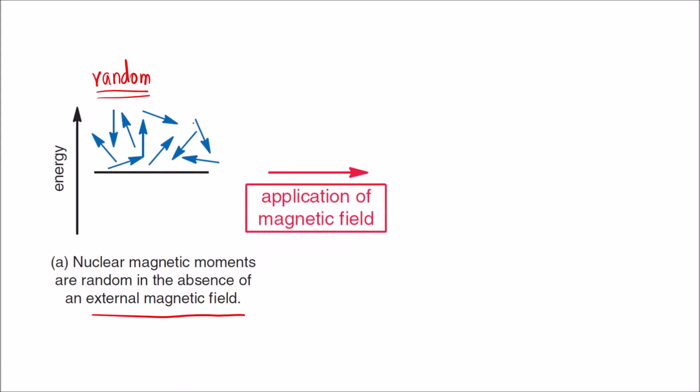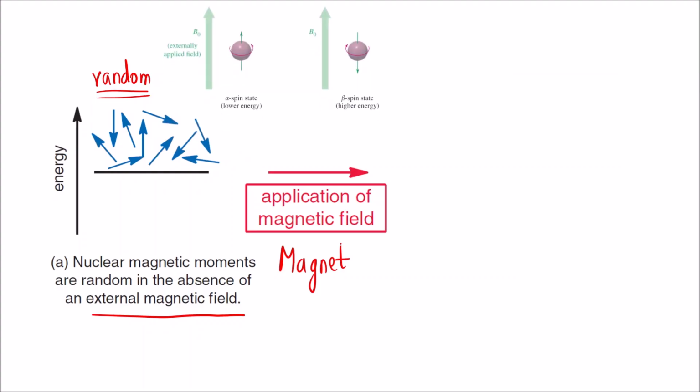So when there is no external magnetic field, what is the spin of the nuclei? It is randomly oriented. There is no direction. But when you apply a magnetic field or place it in a very strong magnet, that is called an electromagnet, the nucleus will either align with the external magnetic field. B0 is the external magnetic field, the direction of the external magnetic field.